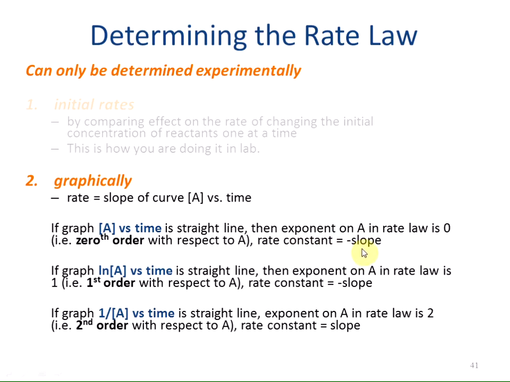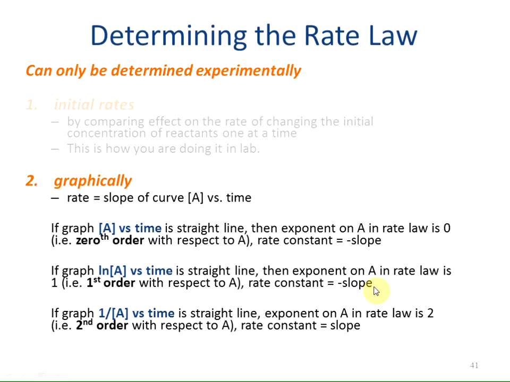So let's say we do that plot and we don't get a straight line. Now we can try another type of plot where we plot the ln of A versus time. So if the graph of the ln of the concentration of A versus time gives you a straight line, then the exponent on A in the rate law is 1, so it's a first order reaction. And if that's the case, if you get that straight line, the rate constant is equal to the negative of the slope. But let's say you try that graph and you still don't get a straight line.